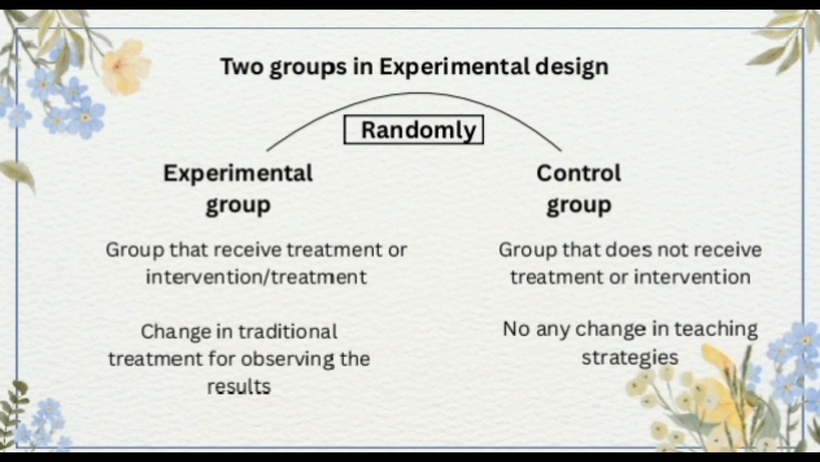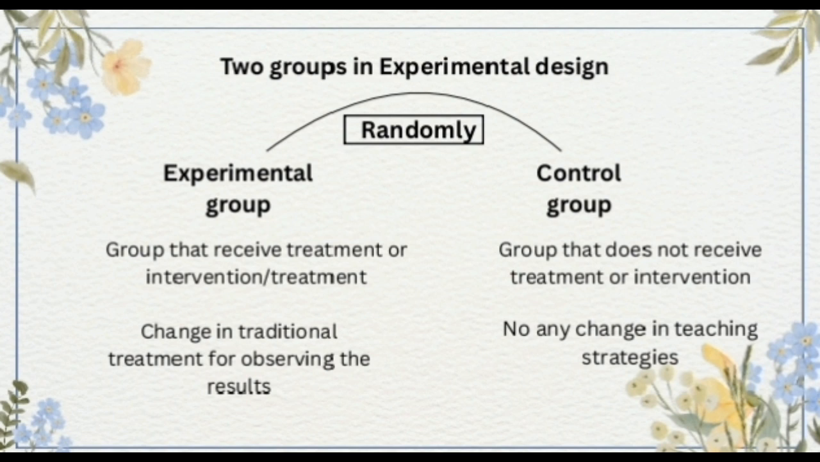We have two groups in experimental design. When we want to study experimentally and use experimental design in our quantitative research, we have to create two groups, and those two groups should be based on random sampling. We have to randomly choose our participants or group members, and divide them into two groups. First is the experimental group and second is the control group. Now let's see what the experimental group is and what the control group is.